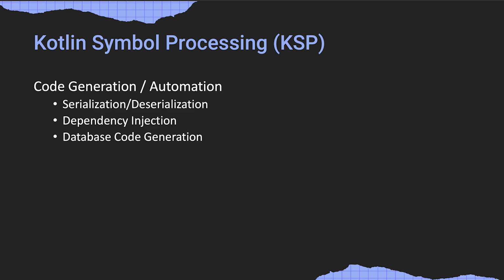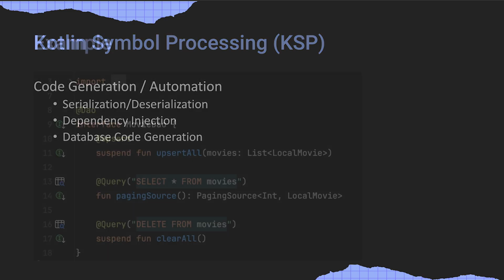If you have used dependency injection tools like Hilt, you often work with annotations and the dependency code is generated automatically. Another common example is room database. When you create DAO and entity annotations, KSP generates the code in the background, so you do not have to write the boilerplate yourself. Amazing, right? Let's look at an example.